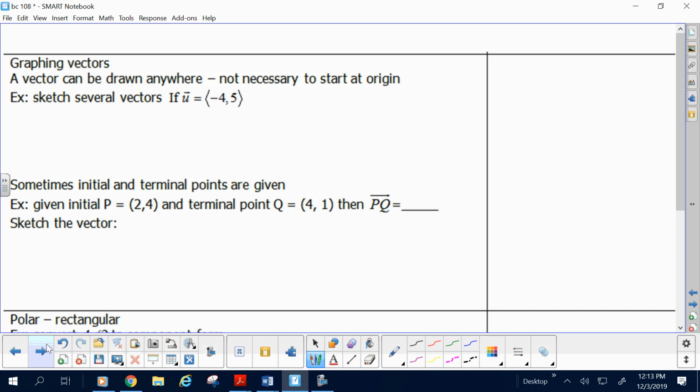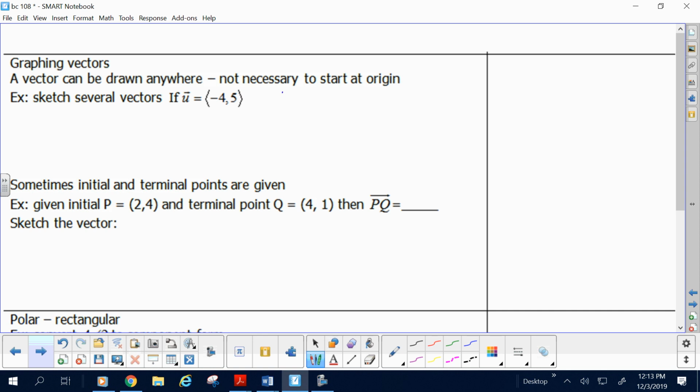Yep. Okay, cool. I just talked about 3D graphing. Obviously, I jumped the gun. A vector can be drawn anywhere. It is not necessary to start at the origin, although that is what's called, what is that called? There's a name for that. Original position. I should have looked that up. Sorry. A vector can be drawn anywhere, not necessarily at the origin.